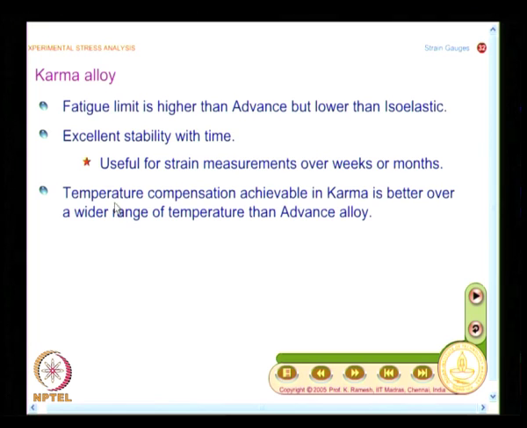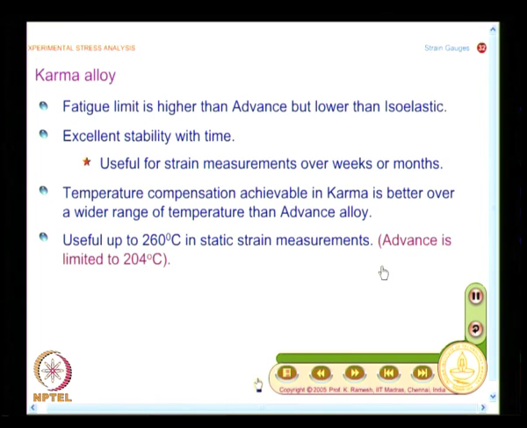And what you find here is temperature compensation achievable in Karma alloy is better over a wide range of temperature than Advance alloy. And if you look at the fatigue limit, Karma alloy is in between Advance and isoelastic. Some of this information is required for you to reason out why you choose a particular strain gauge alloy for a given application. In order to familiarize yourself with strain gauge selection, you need this background. And you also find that Karma alloy can be used up to 260 degrees centigrade in static strain measurements. So, it is slightly a shade better than Advance. Advance is limited to 204 degrees centigrade.